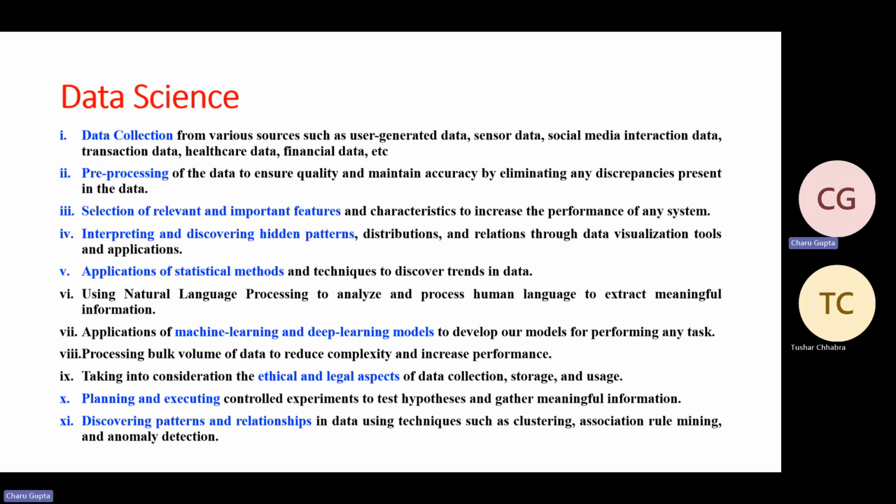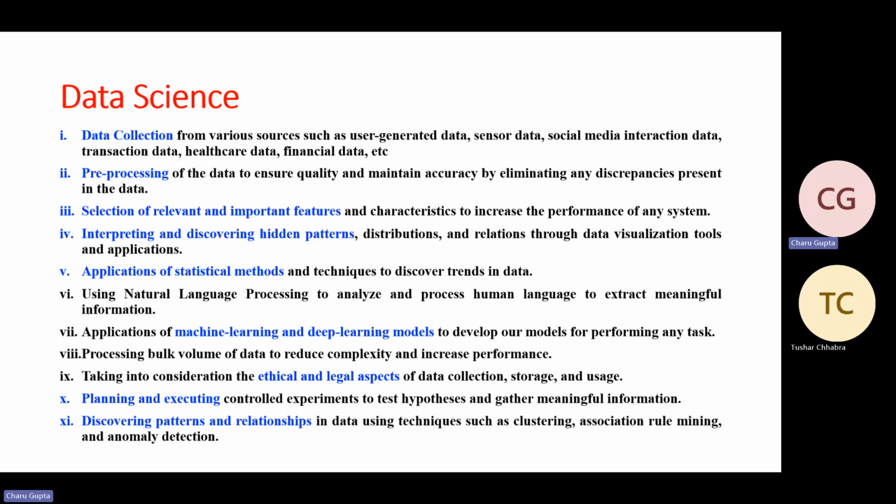Next, once we have analyzed and identified the important features, the relevant columns, we start discovering the hidden patterns. We study their distributions, and this could be done using data visualization, some graphical tools, showing the data using scatter plots or line graphs. Then we apply statistical methods. Statistical methods are basically to discover the trends.